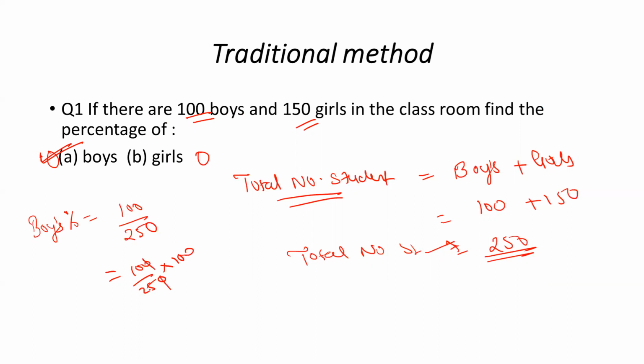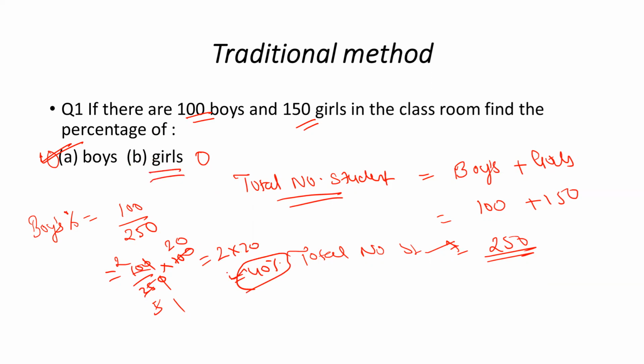So what I'll do? Zero, zero cut. 5 5s are 25. Then 5 2s are 10, 5 1s are 5. Again 5 2s are 10, 0. So what I get is 2 into 20, which equals 40%. So boys is 40%.